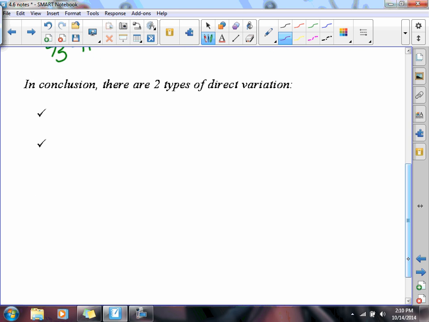So what 2 types of variation are there? Well, we have 2 types of direct variation. We can have positive direct variation, or we can have negative direct variation. And that's like what we saw in our graphs, where we had one line going up and one line going down.